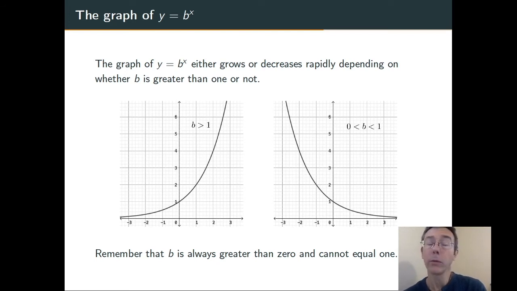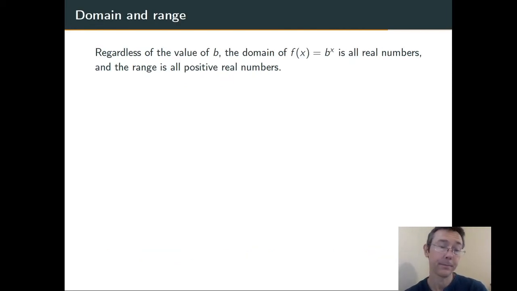So y equals b to the x is going to look different depending on whether b is between 0 and 1 or greater than 1. If b is greater than 1, you get exponential growth. The function's increasing, and it increases fast once x gets to be bigger than 0. Similarly, if b is between 0 and 1, you get exponential decay. The function decays very quickly, especially when x is negative. Of course, b cannot be negative in this situation just by definition.